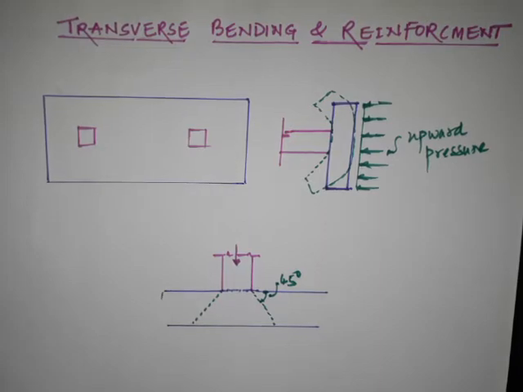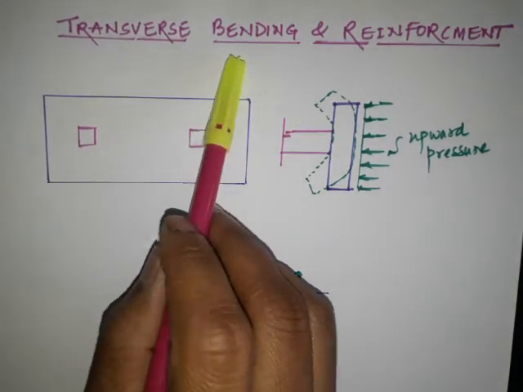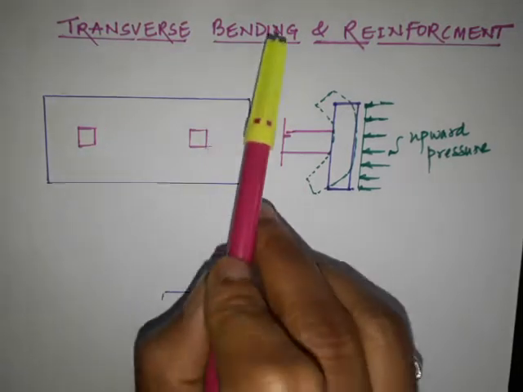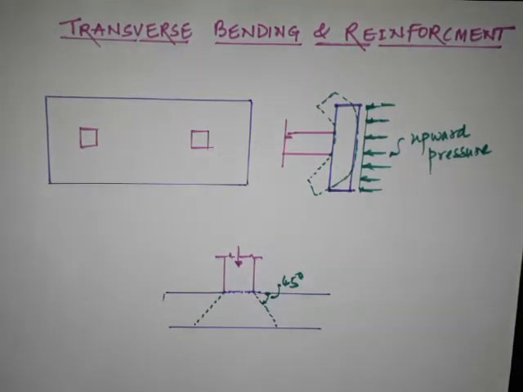So, in today's session, we are going to begin with the transverse bending and reinforcement design. In the last session, we had a discussion over how to design the longitudinal reinforcement. We calculated the area of steel required to provide along the longitudinal direction. So in today's session I am going to discuss the transverse bending and the reinforcement for transverse bending.